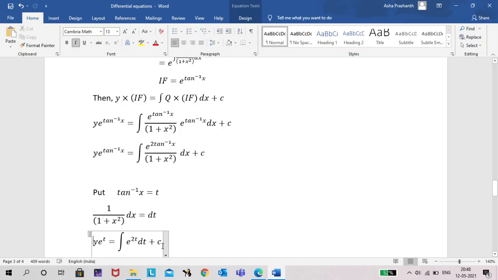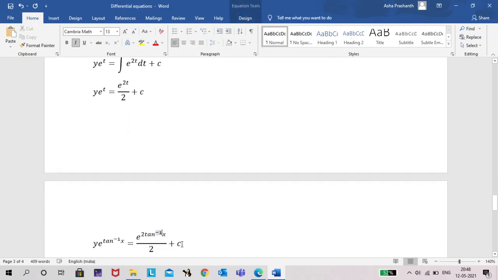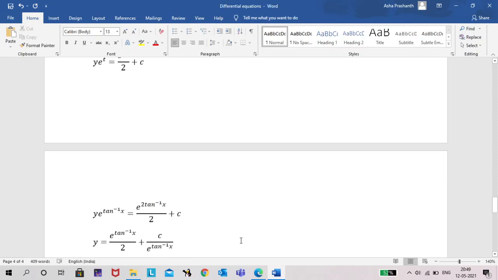So in the next step, e to the power of 2t integration is e power 2t by 2, plus some integral constant. Next I'm going to substitute the t value what we have taken for t. So I have taken t as tan inverse of x, right? So I substituted the value. Okay, this is our general solution for this.